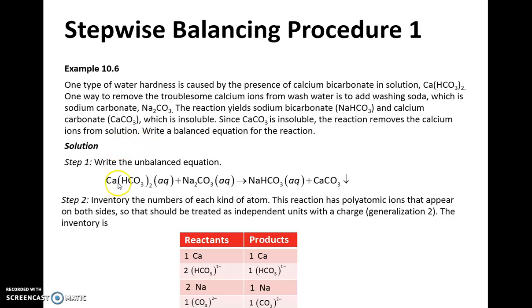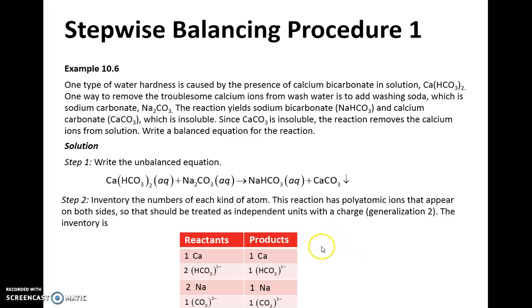So calcium bicarbonate, and this means it's aqueous, in a solution of water. And here we have sodium carbonate, again in solution of water, and that's going to give us sodium bicarbonate and then calcium carbonate. So this again is in solution. This precipitates out as a solid. Okay, so that's not too big of a deal.